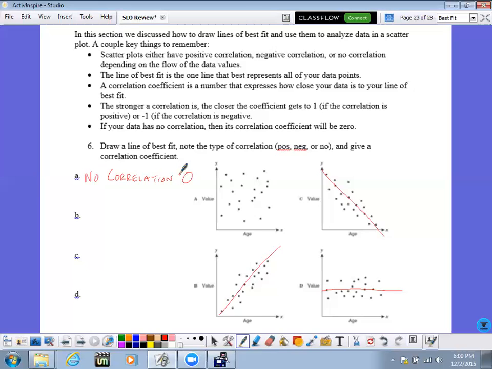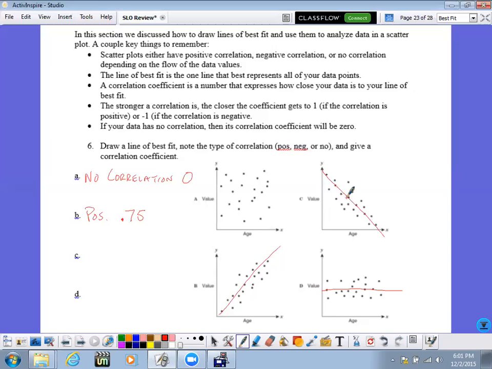If we look at B, we have a positive correlation. I can tell that it's obviously going up, so positive. In this case, remember our correlation coefficient determines the strength, how close these dots are to that line. I drew the line kind of jacked up, but I'm going to give that maybe like an 80, 75. So since it's positive, 0.75.